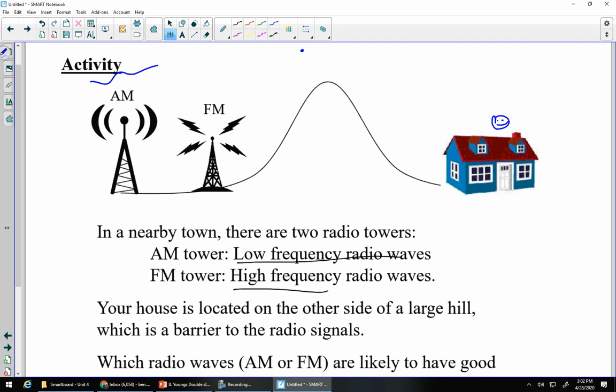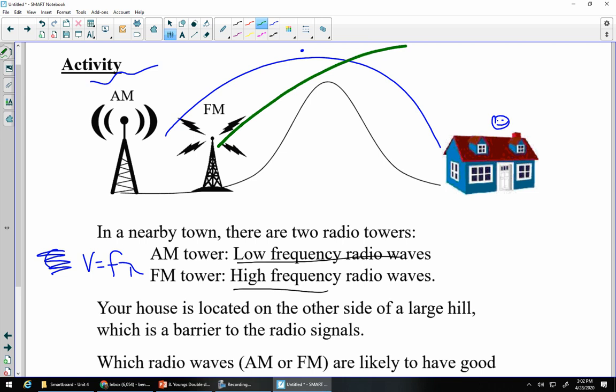If you're saying AM, because remember, low frequency means big wavelength, or small frequency, big wavelength. It's that inverse relationship, and that relationship comes from, I guess not C necessarily, v is equal to frequency times wavelength. So the smaller the frequency, the longer or the bigger the wavelength. And the bigger the wavelength, the more it bends as it goes around an opening. Whereas FM, maybe I'll do FM in green, bends significantly less as it goes past that hill or that opening.